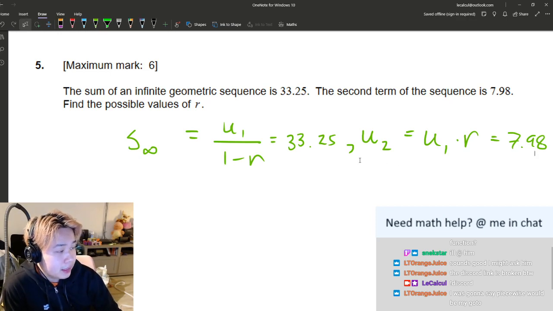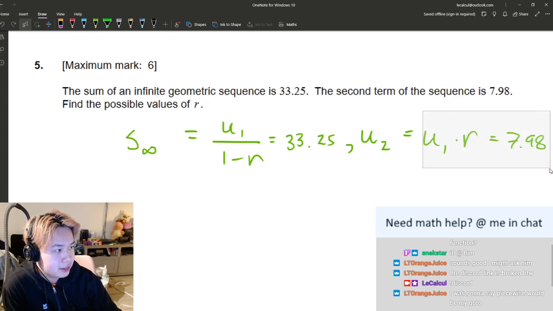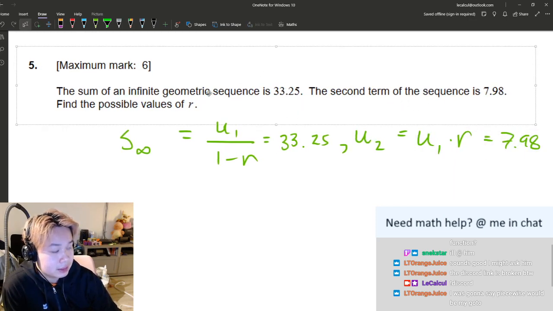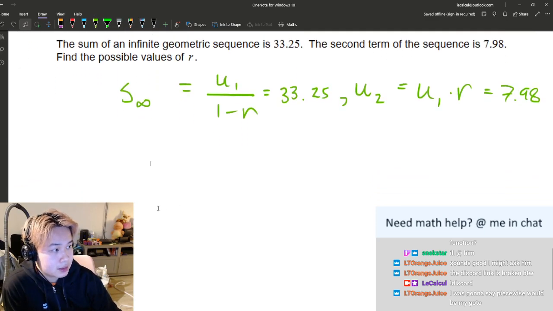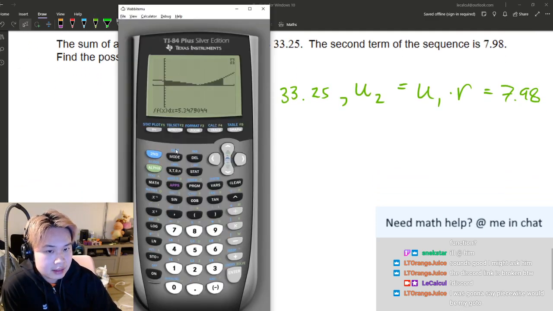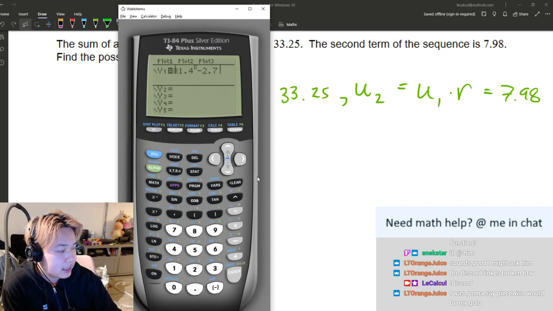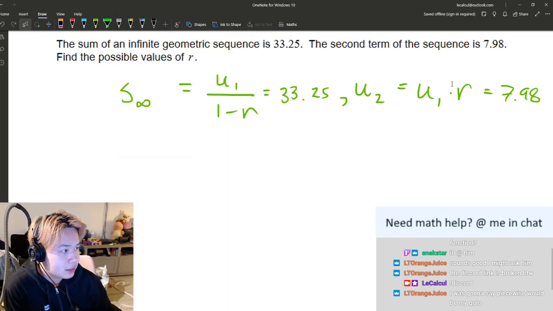Okay. And then essentially we have a system, right, of a two equation system with variables u1 and r. So here's my first equation, and then here's my second equation. So then now we just solve the system. Lots of ways you can do this. Of course, knowing that we have a GDC, what I can do is I can just essentially graph these. But first, let's make them in proper function notation.